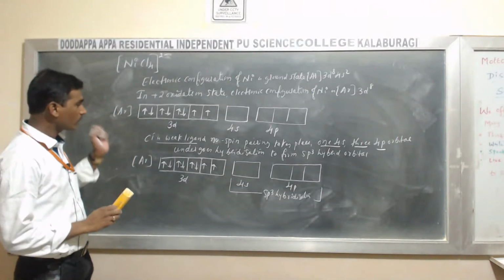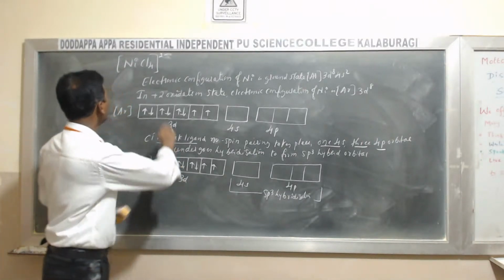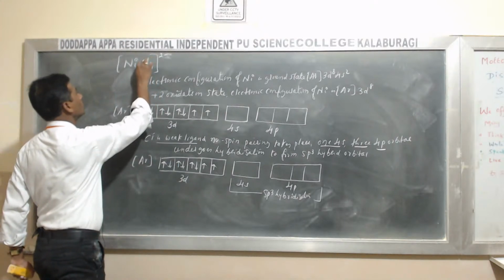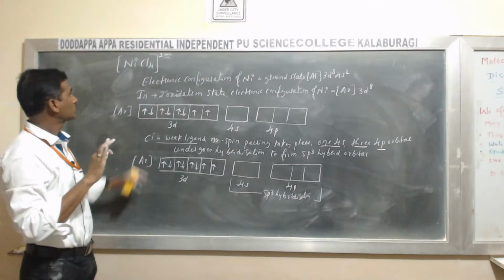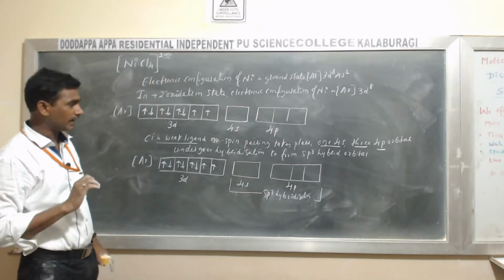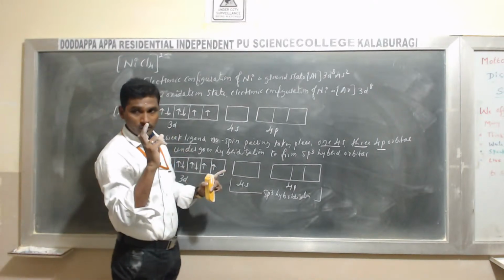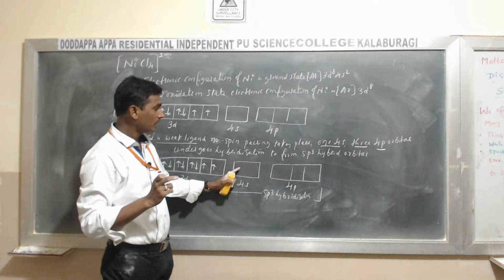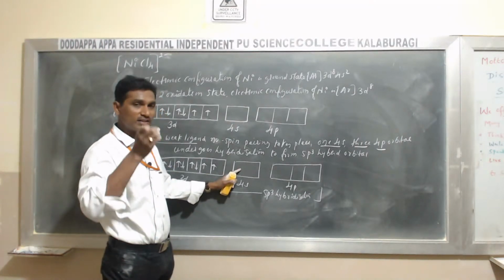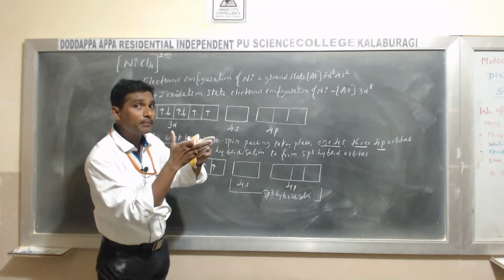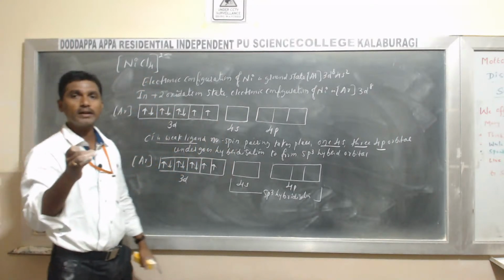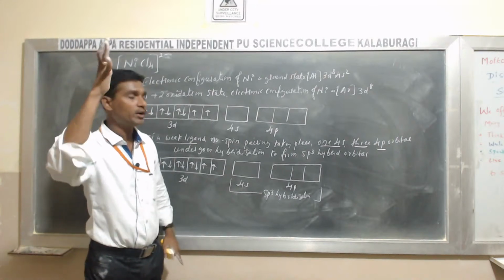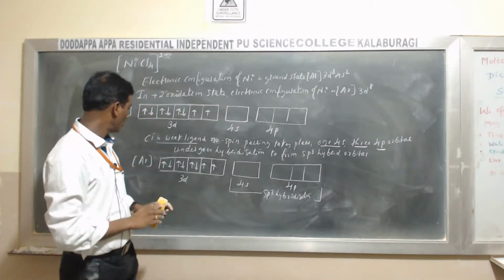So here, how many ligands are attached? Four ligands are attached. So all the four ligands are monodentate ligands. So one more VBT point, the last point: the half-filled orbital of the central atom overlaps with the filled orbital of the ligand. It forms a coordinate covalent bond.